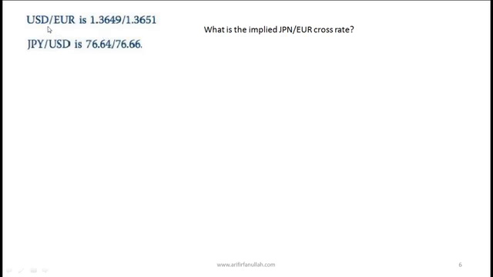Let's say that you are given these quotes. USD euro is 1.3649/1.3651. Remember, this is the bid, this is the offer, and you are also given this rate: Japanese yen USD is 76.64/76.66. Now the implied cross rate for the Japanese yen euro is the cross rate that is implied by these two exchange rates.